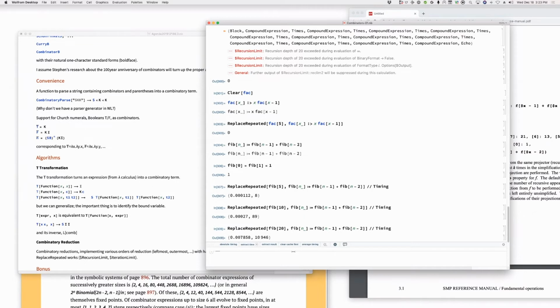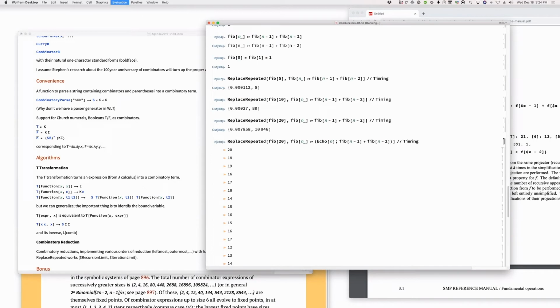Can we see that? We could see that by doing an echo somewhere here. How could we see that going on? I guess if we put an echo in here, at least we could echo n. I think if we echo anything else, it's going to go crazy. But it's an interesting question: how do you see the intermediate things that get applied in ReplaceRepeated?